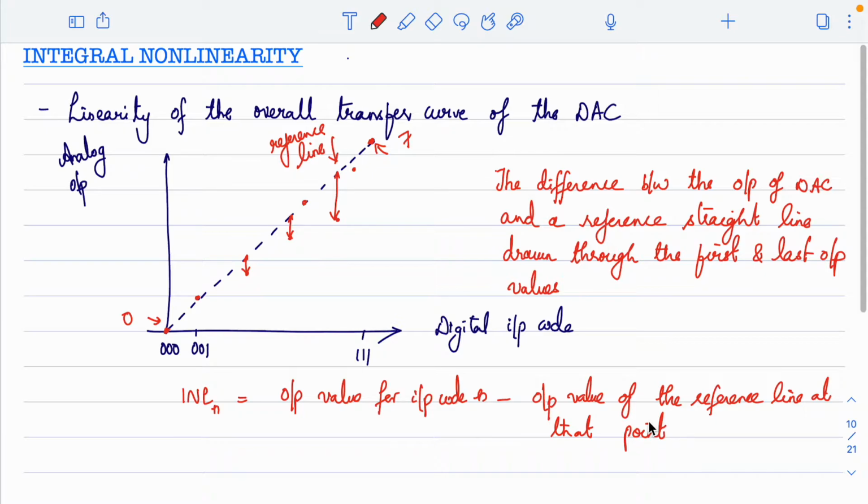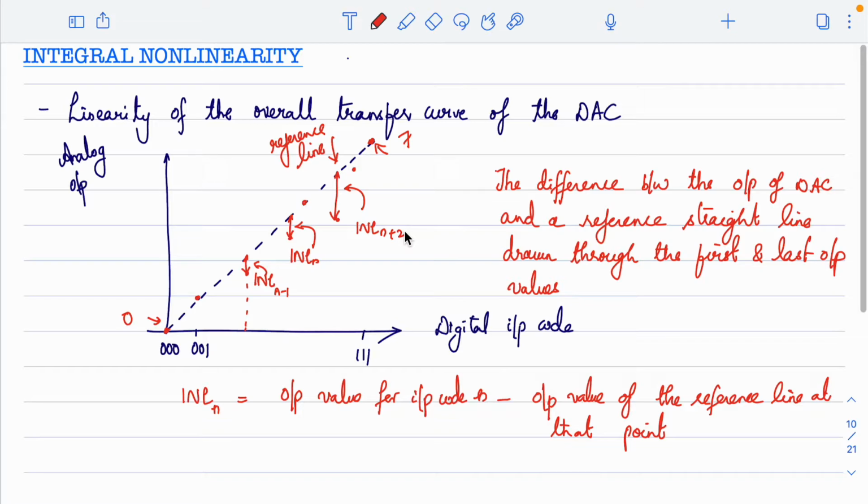Say for example, if this is for an input code change for the nth output, I can call this INL of n. This difference is INL of n, this difference is INL of n minus 1, and this difference is INL of n plus 1 and n plus 2 in this case.